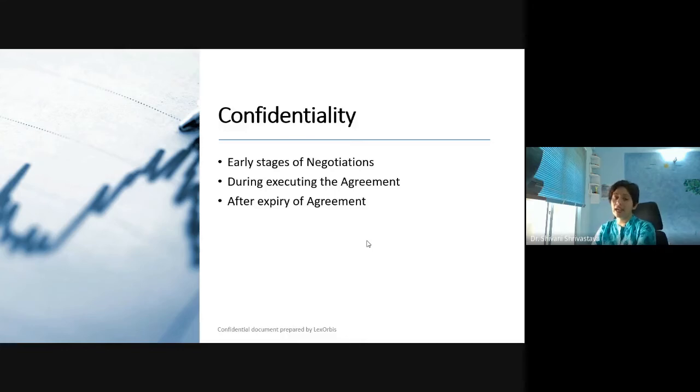And then another part is after expiry of the agreement. So for example, the license agreement is being given for 5 years. What will happen after 5 years? Any confidential information should be mentioned in the agreement: what will happen to confidential information after expiry of the agreement.